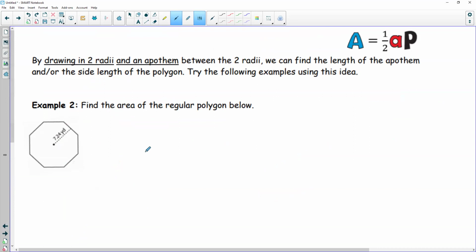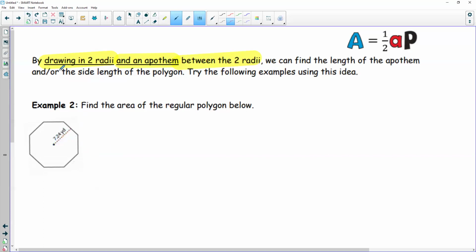So what we're looking at now is these more challenging questions. And this part's extremely important, so if you want to highlight, underline, do something, this is really important. When we draw in 2 radii and an apothem between the 2 radii, in other words, let's actually draw this out so we can see what's going on here. If we draw in 2 radii, so this would be a radius, and this would be a radius. So if I draw in 2 radii and an apothem between the 2 radii, so here's your apothem, we can find the length of the apothem or the side length of the polygon. So that's really what it's asking you to do here.